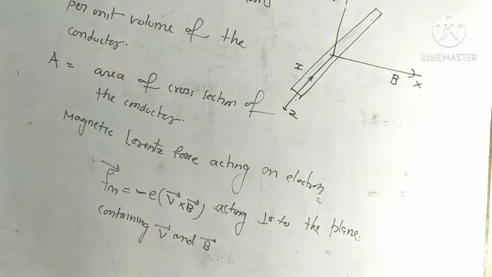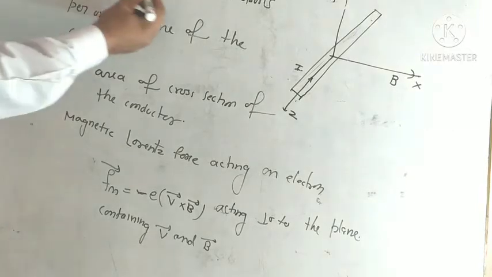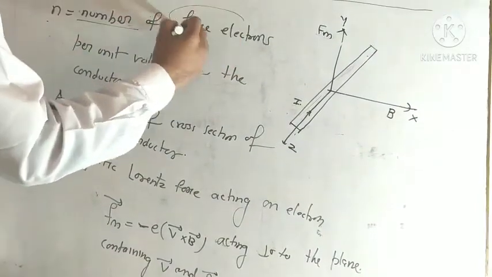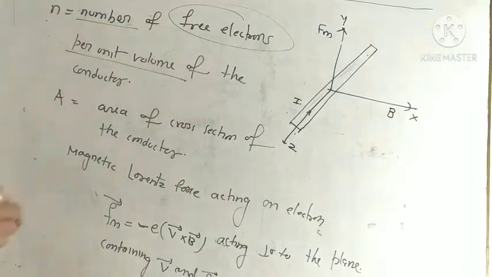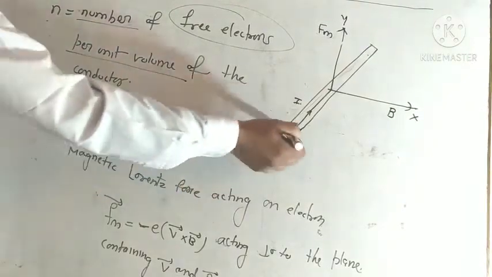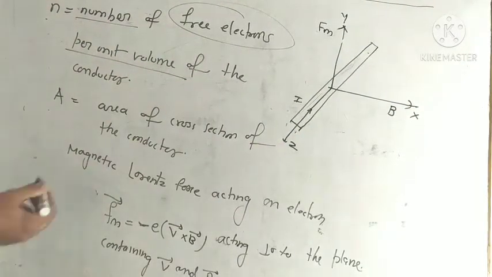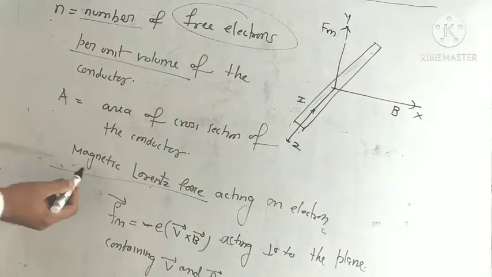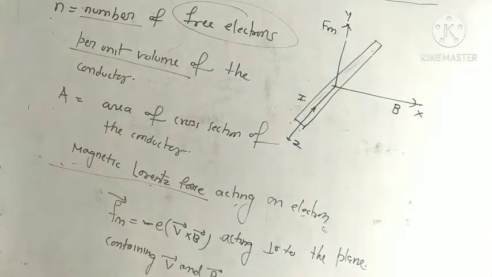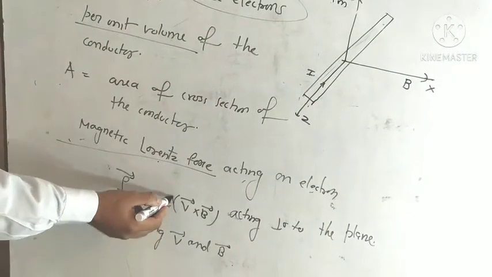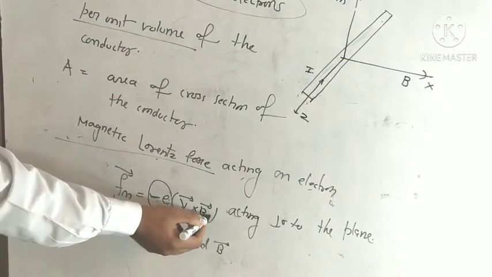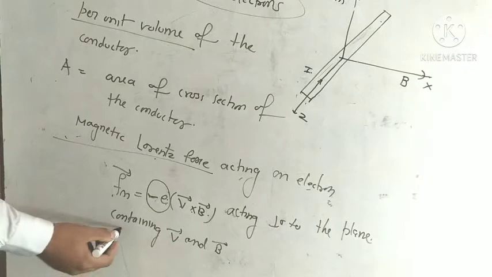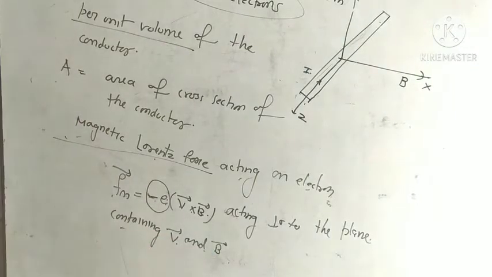I repeat again what we do here. So n is the number of free electrons per unit volume of the conductor, and A is the area of cross section of the conductor. So the magnetic Lorentz force acting on an electron, Fm, is equal to minus e, V cross B, acting perpendicular to the plane containing V and B.